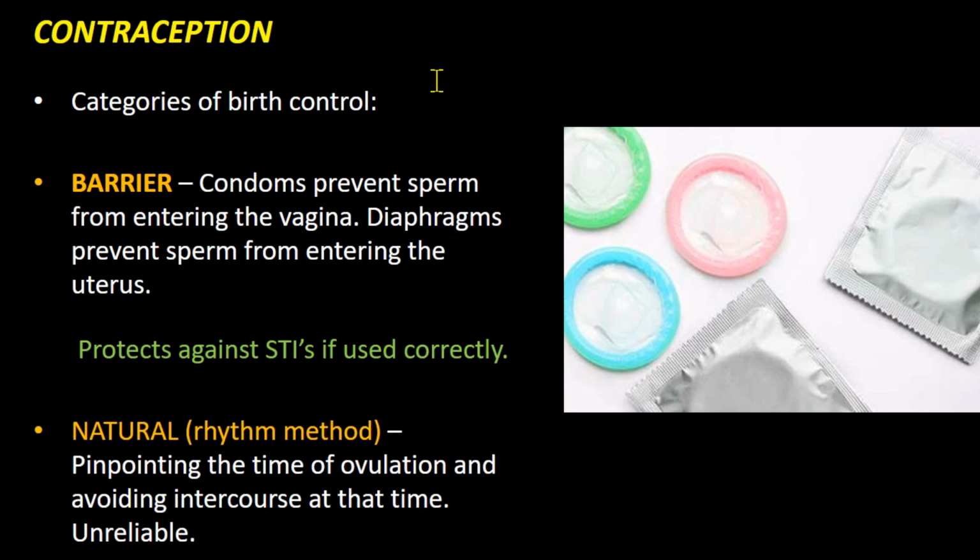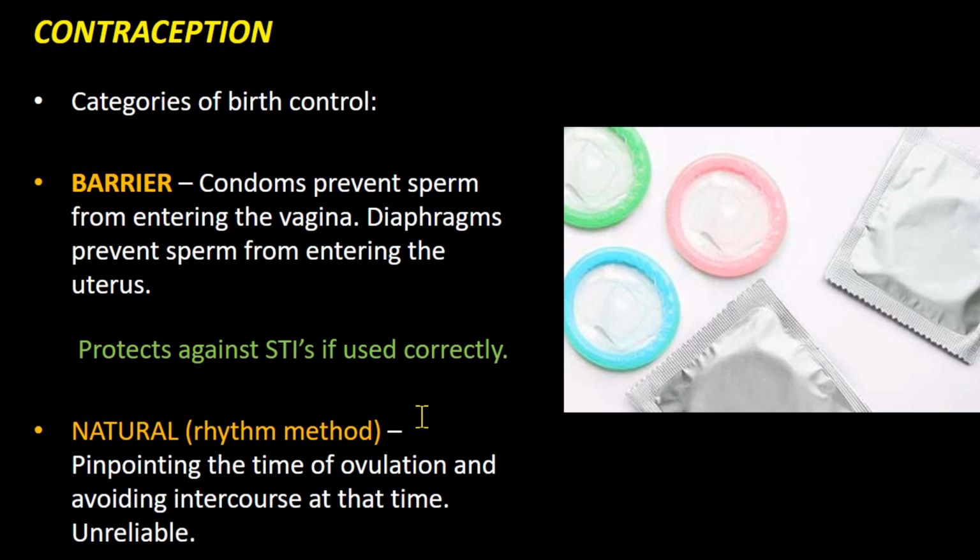So let's look at some categories of birth control. First, we have barrier methods. So condoms prevent sperm from entering the vagina, and diaphragms or female condoms prevent sperm from entering the uterus. Now, these protect against STIs or sexually transmitted infections if used correctly, because there's no real exchange of sexual fluids. In this case, there's no exchange of semen and vaginal fluids.